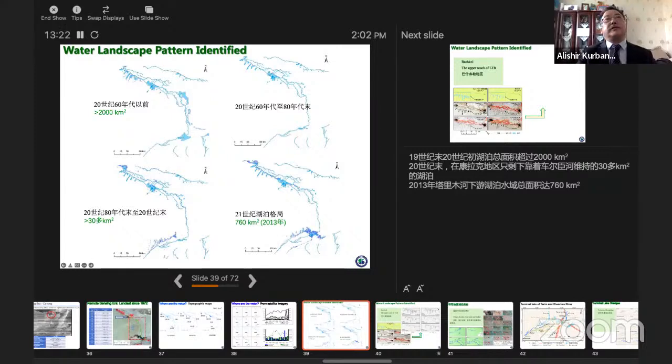Before the 1960s in the 20th century, we identified more than 2,000 square kilometers of water surface, because most of them are coming from the topographic map. But the problem is sometimes the topographic map will not give us the exact water surface area, but the lake area. So there are a lot of uncertainties, because some of the lakes were temporarily dried or something. So it's not easy for us to understand how accurate it is. But anyway, it tells us more surface water existed at that time.